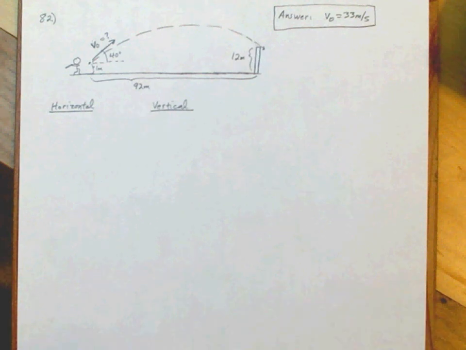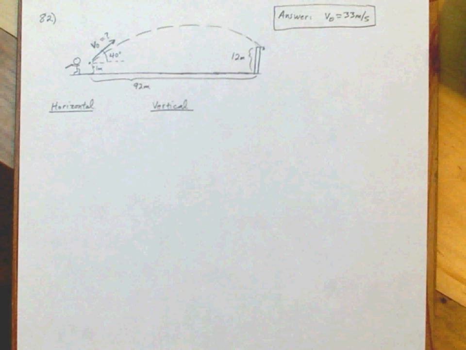Alright, this is page 73, chapter 3, page 75, chapter 3, problem 82. The problem states, Babe Ruth hit a homer over the 12-meter high right field fence, 92 meters from home plate. Roughly what was the minimum speed of the ball when it left the bat? He's going to ignore air resistance, which we just realized on Friday is a big deal.